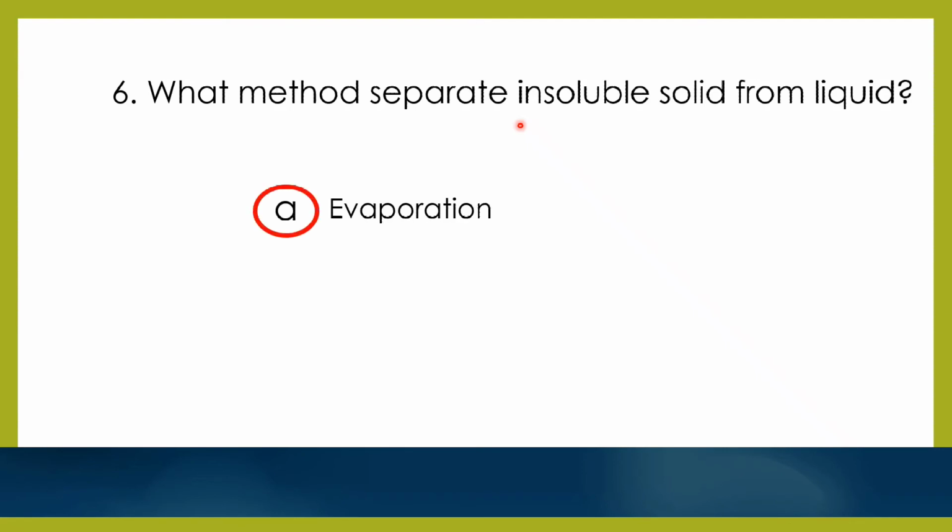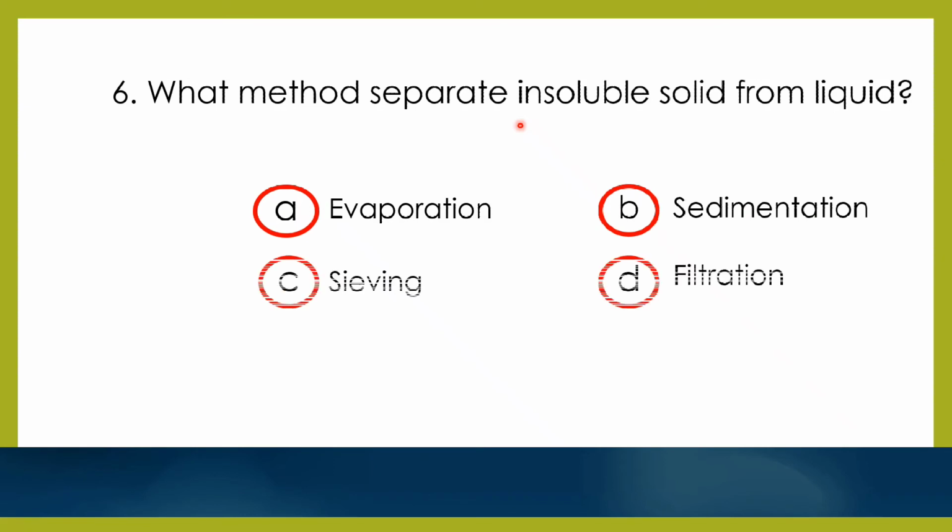Letter A, are we going to use the method of evaporation by using the heat of the sun or the fire? Letter B, sedimentation, are we going to use the alum? Letter C, sieving, are we going to use a sieve to separate the solid from the liquid? Or letter D, we're going to use filtration. We just use a piece of cloth so that the insoluble solid will separate from the liquid. That is filtration. So which is the correct answer?